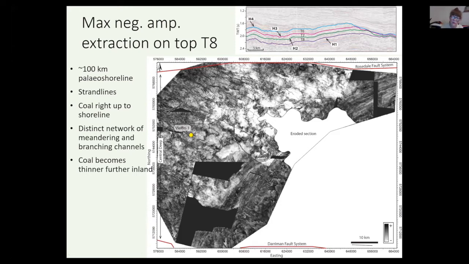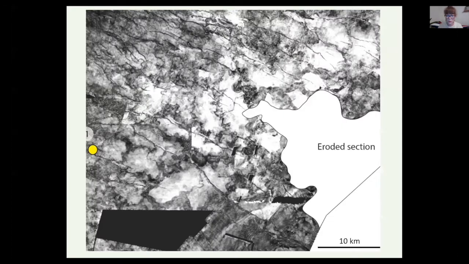And then as you move landward, you lose a lot of that coal signature and you're moving into a more fluvial dominated coastal plain. So this is a zoom of just the center of that extraction for a bit more detail. And you can see the meandering channels are showing even little coal islands in between the meander cutoffs.